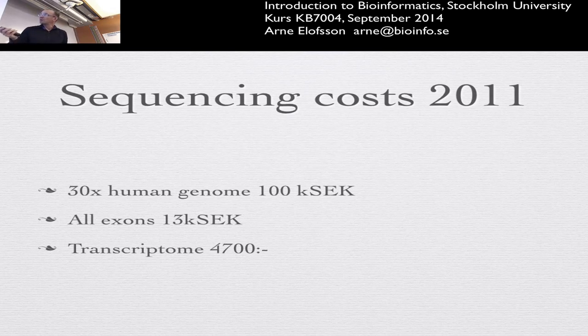If you want to do all exons, only the parts that code for genes, it's 1/6, so that's probably another 1,000 kroner today. And if you want to only look at the mRNA, it was 5,000 and it's down to probably 500 or something. It's down to actually quite small numbers.